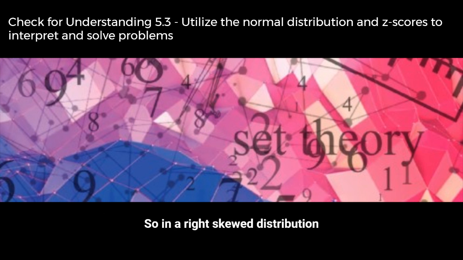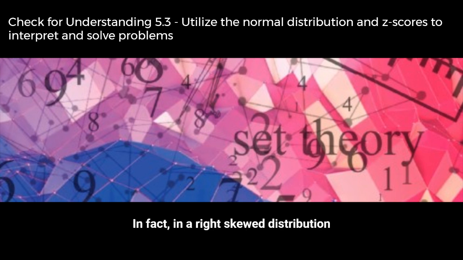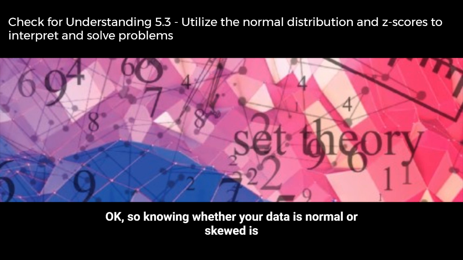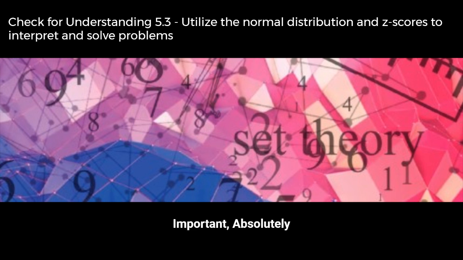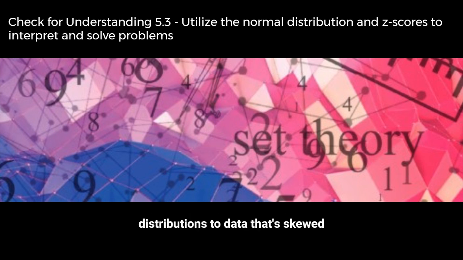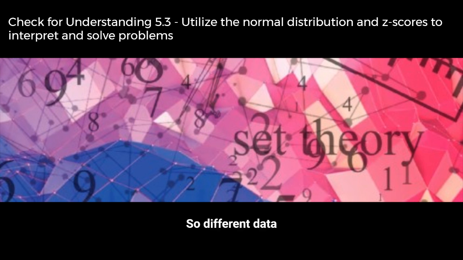Got it. So in a right-skewed distribution, the mean, that average, gets pulled higher by those extreme values. Exactly. In fact, in a right-skewed distribution, the mean is usually higher than the median, which is higher than the mode. This is different from a normal distribution where all three are the same. Okay, so knowing whether your data is normal or skewed is super important. Absolutely, because if you try to apply the rules and interpretations we've been talking about for normal distributions to data that's skewed, you can end up with some pretty misleading conclusions. So different data, different approaches.